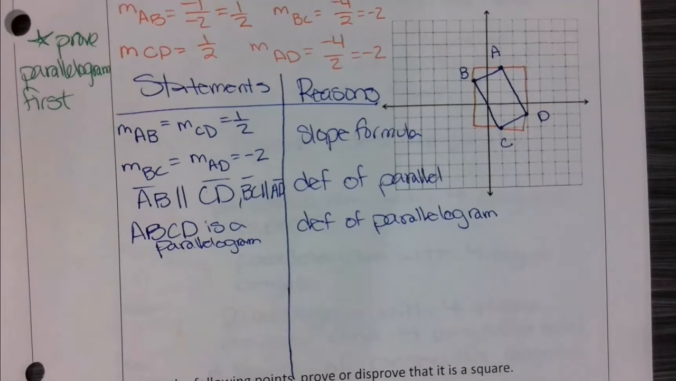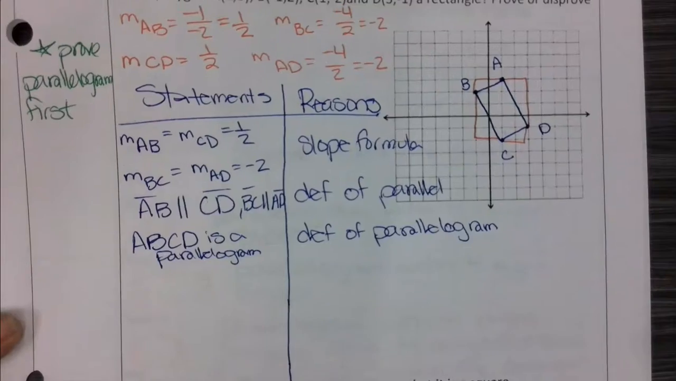Okay, now I need to prove that it is a rectangle. What makes a rectangle more precise than a parallelogram? What do rectangles have that not all parallelograms have? 4 right angles. They have 4 right angles. So I need to talk about things that are right angles.